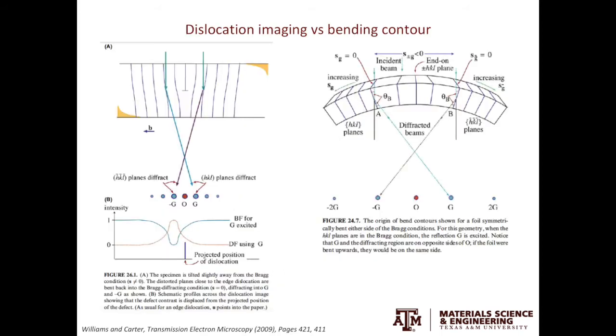In the video where we discussed bending contours, we mentioned the contrast from bending contours is very similar to the contrast from dislocations. It is similar in the way that the bending, either caused by the specimen's own weight in bending contours or caused by the dislocation core structure, causes a local change of excitation error value that gives rise to the line features in TEM.